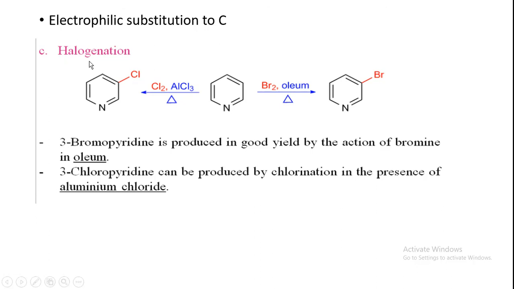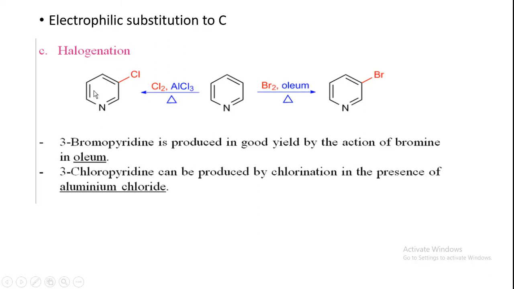Next, electrophilic substitution to carbon again. So the halogenation reaction. Here 3-bromopyridine is produced in good yield by the action of bromine in oleum. So by the action of bromine in oleum, you will get 3-bromopyridine and 3-chloropyridine, that is this product.